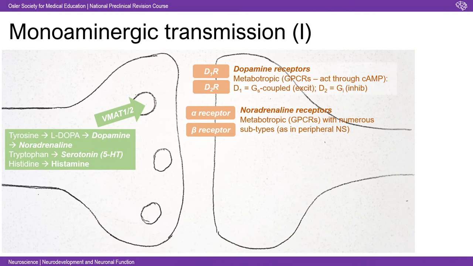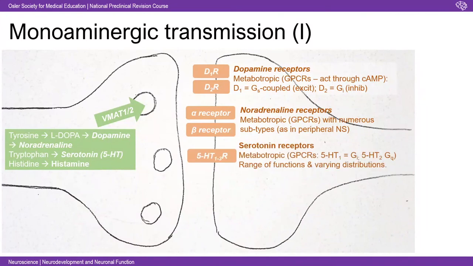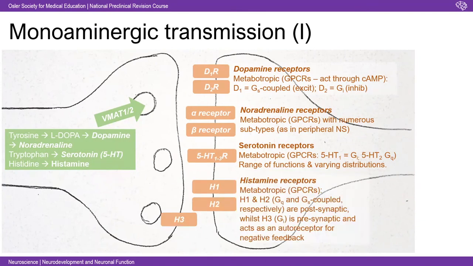Then we get our catecholamine receptors for noradrenaline. These are the same culprits that you met no end during your first year pharmacology, alpha and beta receptors, all metabotropic G protein coupled receptors with many different subtypes. Serotonin receptors, 5-HT is serotonin. Again, metabotropic, with a range of functions and distributions in the brain doing different jobs. Finally, you get your histamine receptors, again, metabotropic G protein coupled.